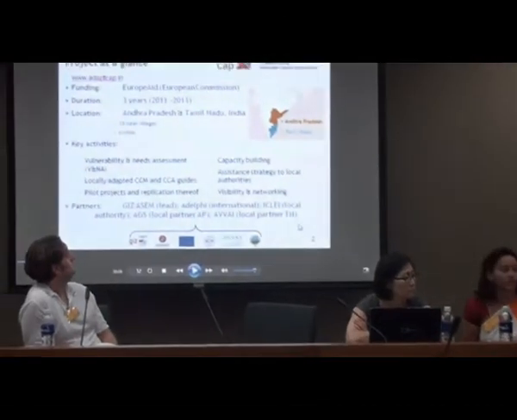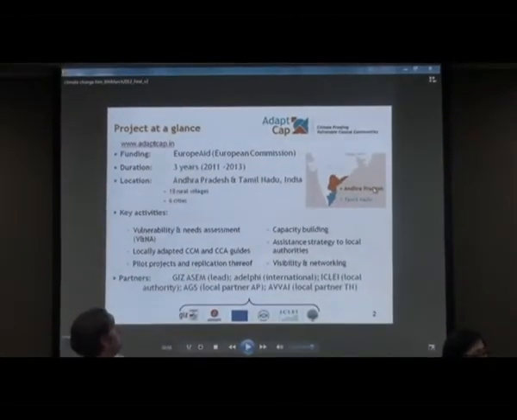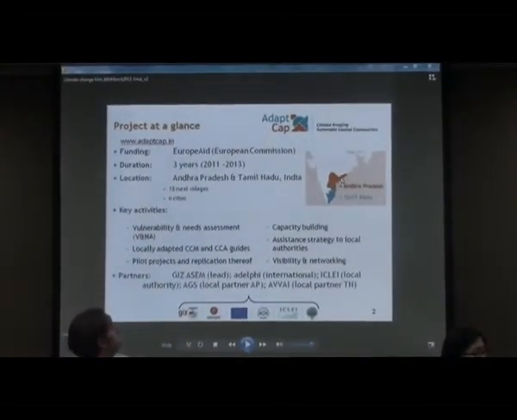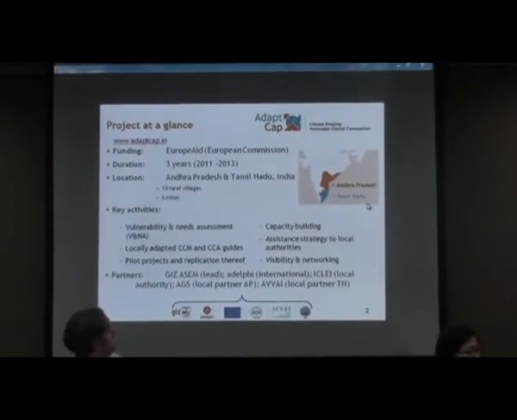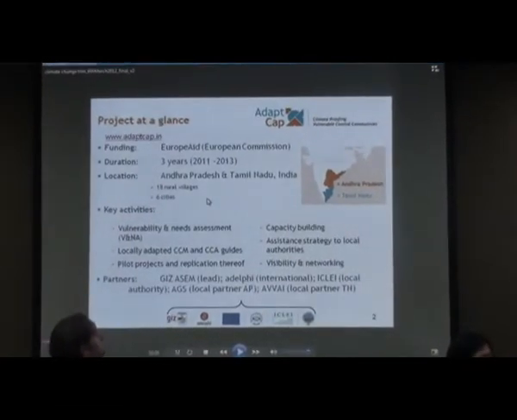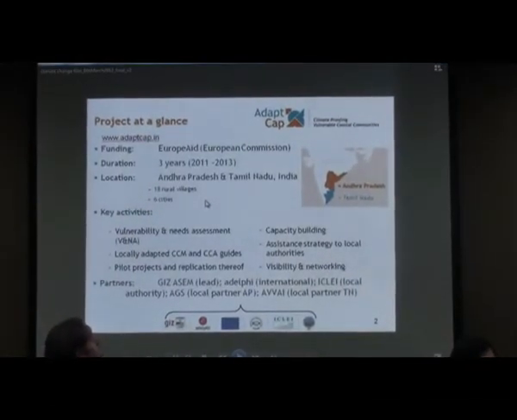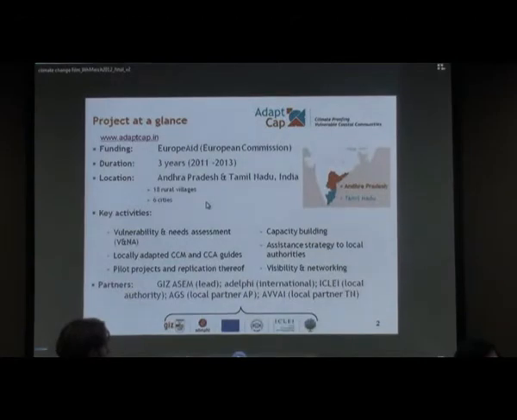So basically, this project is an EU-funded project implemented on the east coast of India, which you see is a very vulnerable area covering Andhra Pradesh and Tamil Nadu, two states in India. It covers 18 rural villages, 9 in Andhra and 9 in Tamil Nadu, and 6 cities. So this project not only covers the rural communities, but we are also trying to link them to the cities.